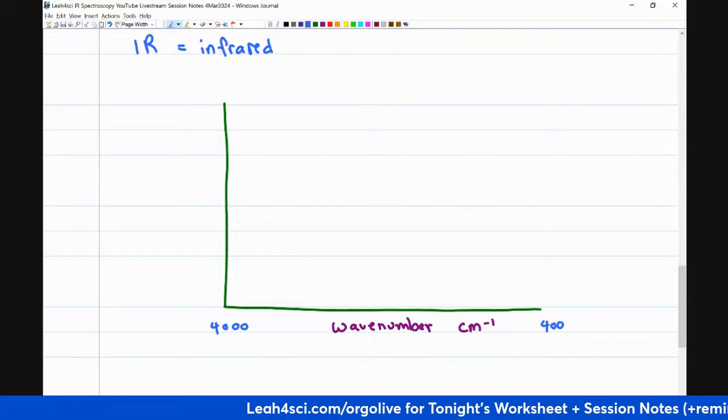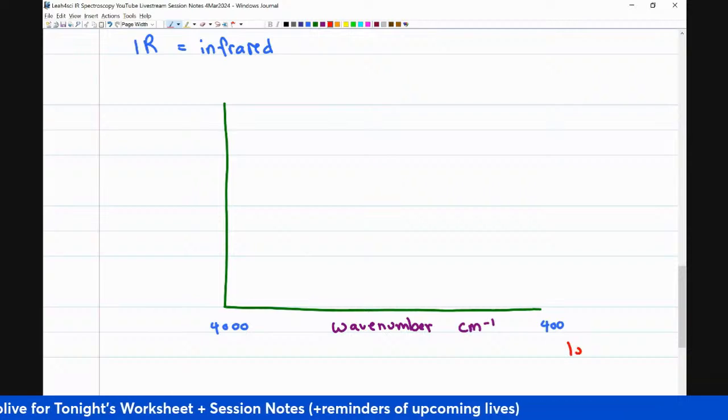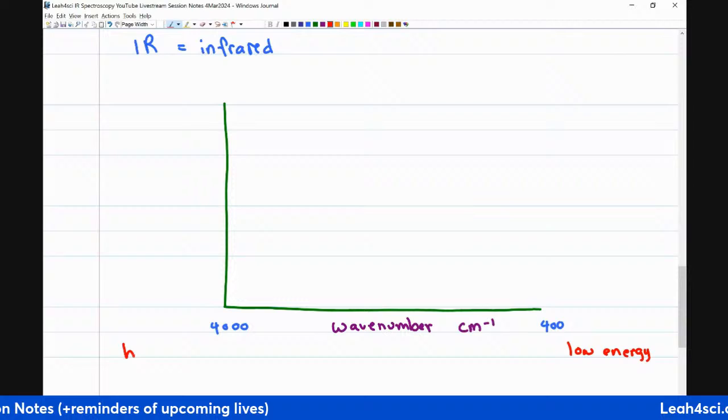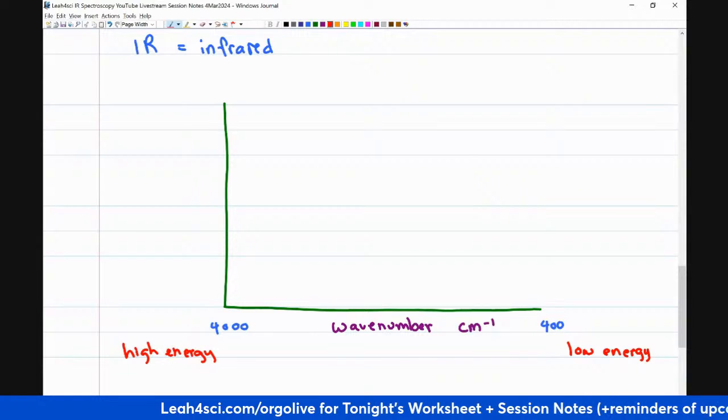The higher the frequency, the higher the energy, the more exciting in terms of the graph. So here we'll have lower energy, and over here we have high energy. And typically in the high energy range, we're looking for the exciting functional groups, but let's hold on to that. We're going to come back.